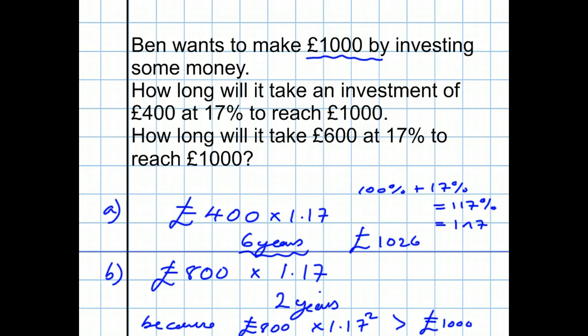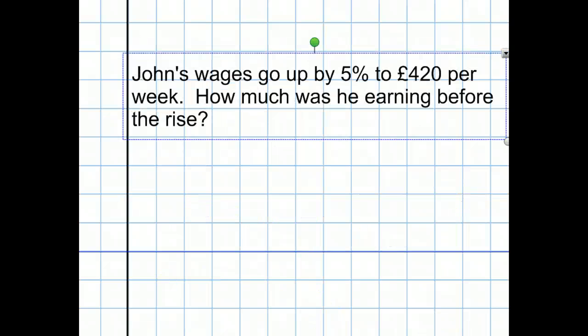So that's compound interest, and they're quite involved questions. These are probably bordering grade A. So look at the last type of percentage questions that come up in Unit 1H: working backwards. Here we go, look. John's wages go up by 5%, to £420 per week. How much was he earning before the rise?